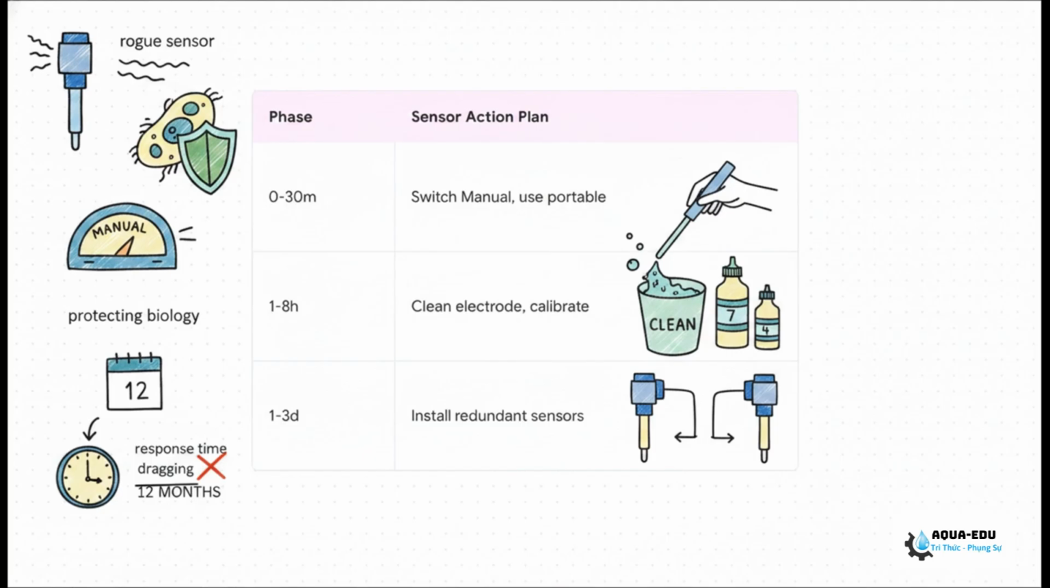In those first 30 minutes, your emergency priority is to protect the biology. Switch to manual mode immediately and dose based on your portable pH readings. You absolutely cannot let the pH just sit outside that 5 to 9 range for more than half an hour.